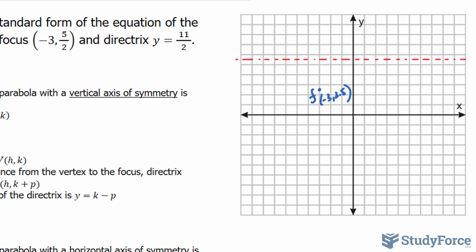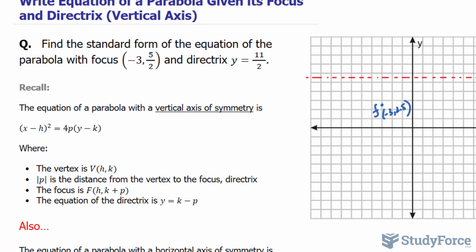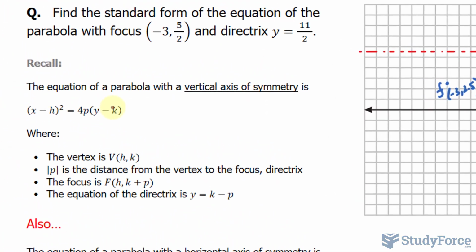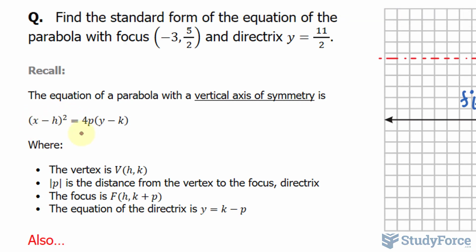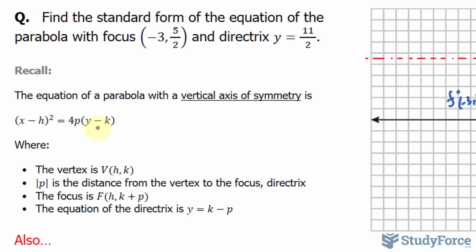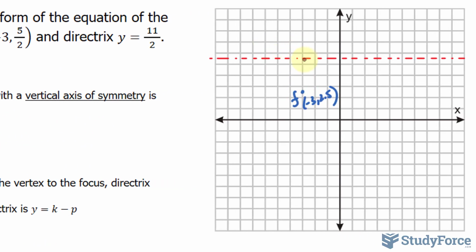That being said, we have two very important pieces of information, the directrix and the focus. Look at the following equation of a parabola. This is what you use when you know that the axis of symmetry is vertical. We have (x minus h) squared on the left side is equal to 4p(y minus k), where h and k represent the vertex. Now we don't know the vertex, but the vertex lies equidistant from this point down to this point. So the average of that point and that point gives us the y-coordinate of the vertex.